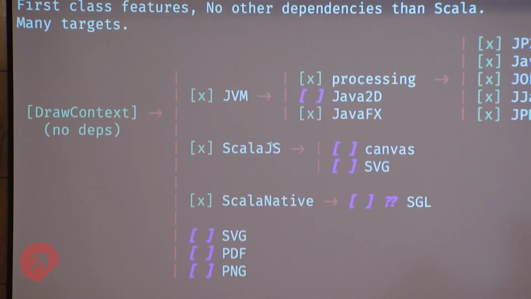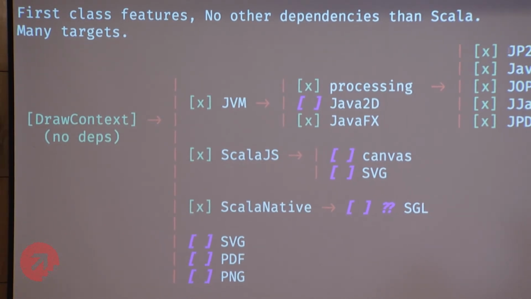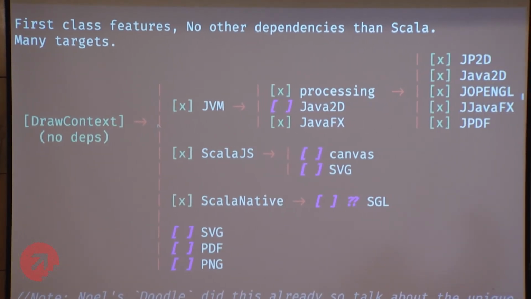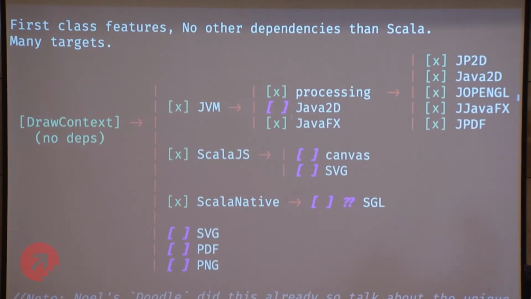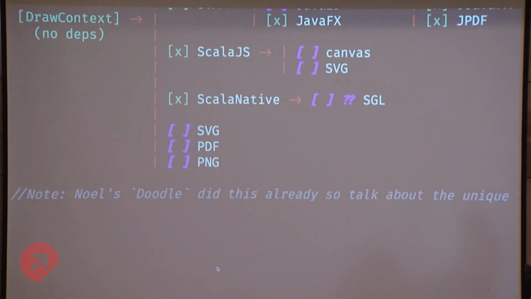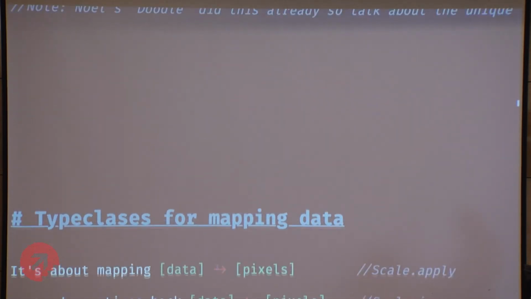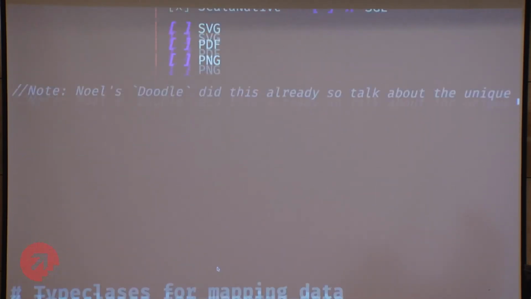And this is the state of things: originally I was using Processing to generate these, but then I recently implemented the draw context within JavaFX, and now it's completely pure Scala. And then I was able to compile to the JVM, Scala.js, and Scala Native. And I still would like to implement the draw context for these. And this is the use in Doodle. The same kind of type class was used to have these different rendering contexts.